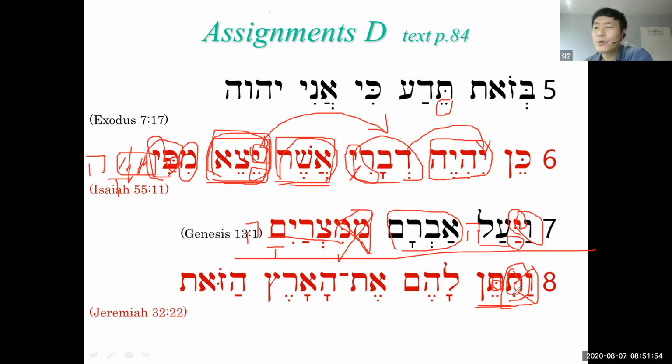Gave to him. Pronominal suffix again. That's why you need to memorize it. It will appear again and again. To them, right, to them. Giving what? So definite DDO, definite direct object marker. So giving what? The land.